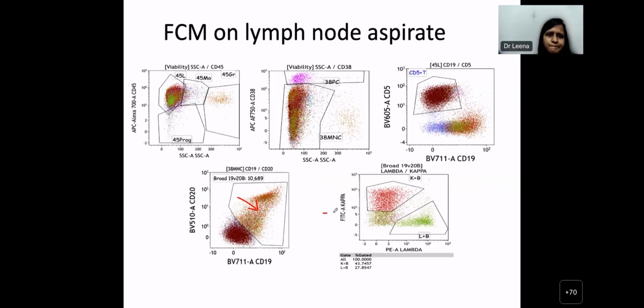So that is how you check the clonality of B cells. So what do you think? These B cells are normal or abnormal? They are both kappa and lambda. There is an equitable distribution. So it looks like polyclonal B cells, right? So B cells are normal.